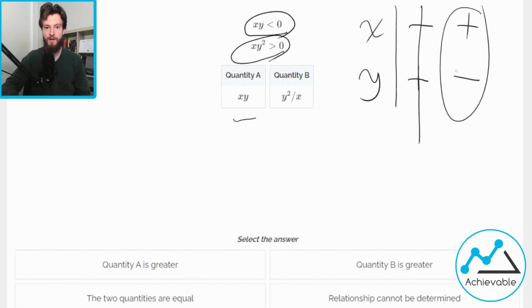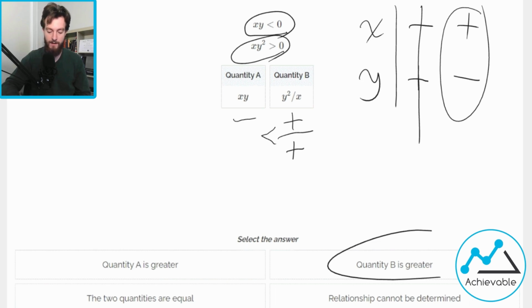Given that x is positive and y is negative, we can see in quantity B that y squared is still positive and x is positive. So this is really a fraction where there is a positive number over another positive number, which is guaranteed to still be a positive value. Because B is a positive value and A is guaranteed to be a negative value, then we can know for sure that B is greater than A.